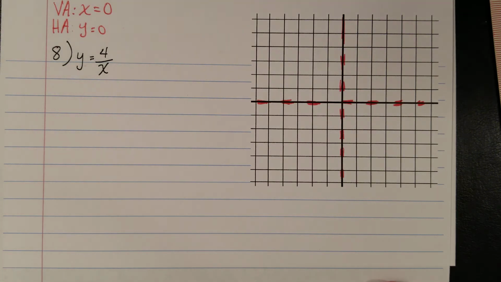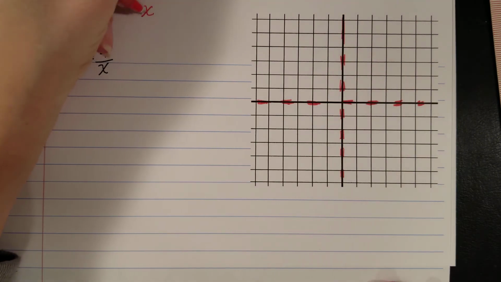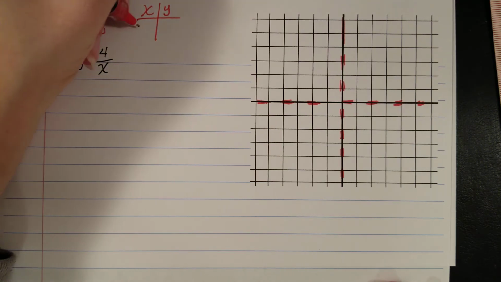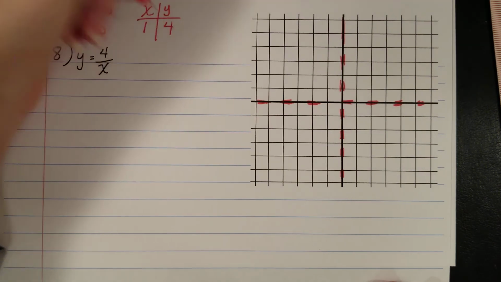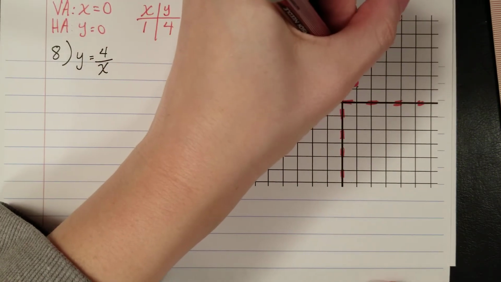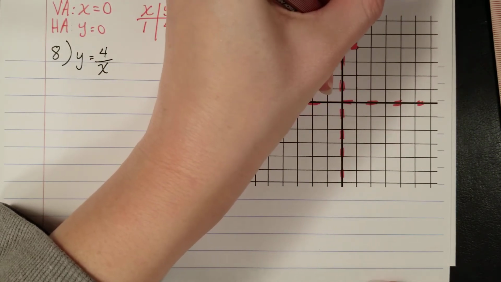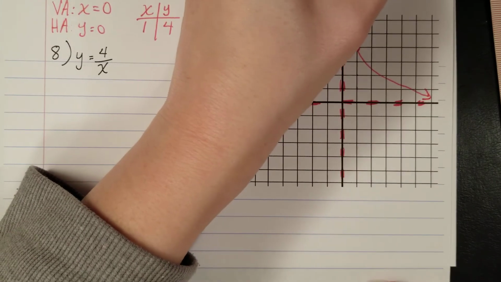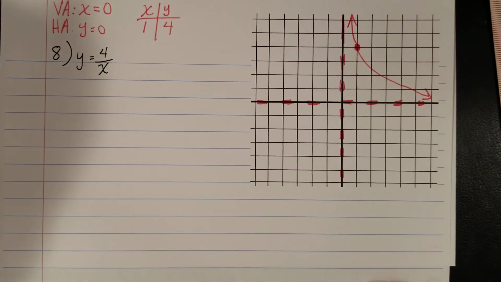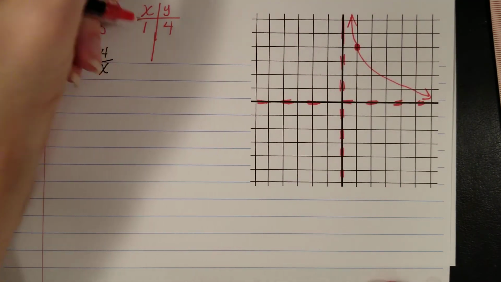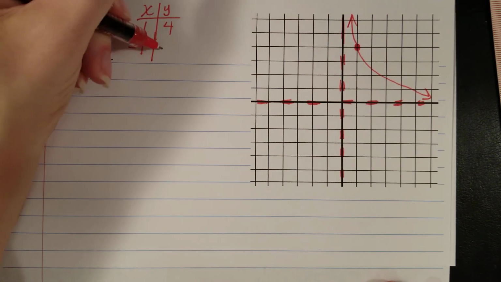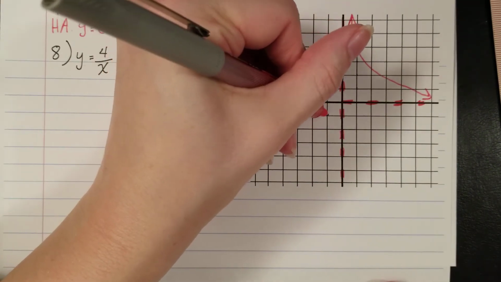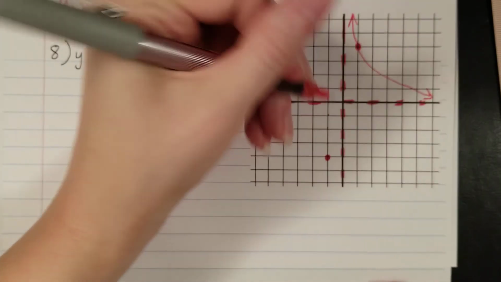If we did a little table though, let's say if x is equal to 1, 4 over 1 would be 4. So there's a point we can plot. And if we said x is equal to -1, 4 over -1 would be -4. So there's another point we could plot.